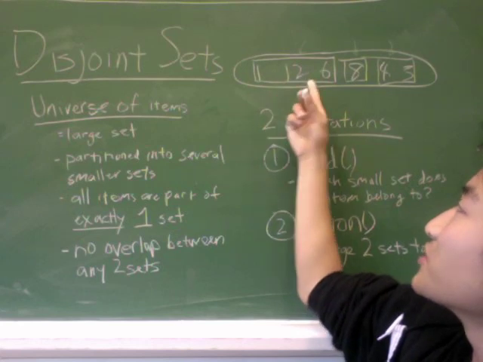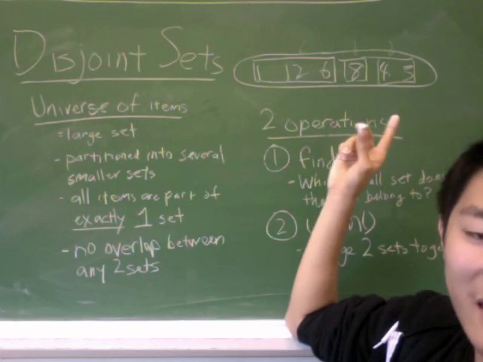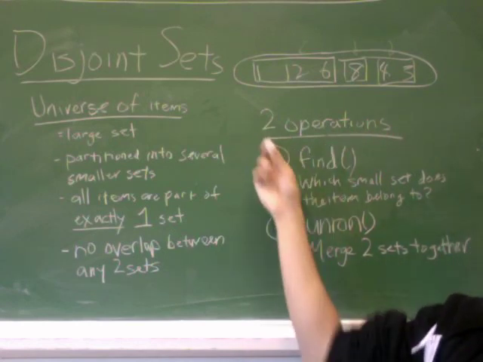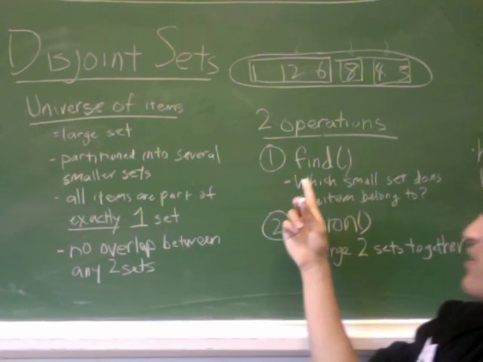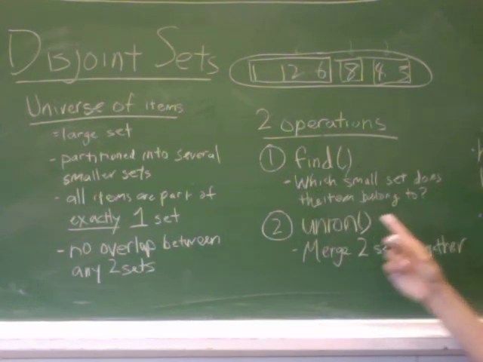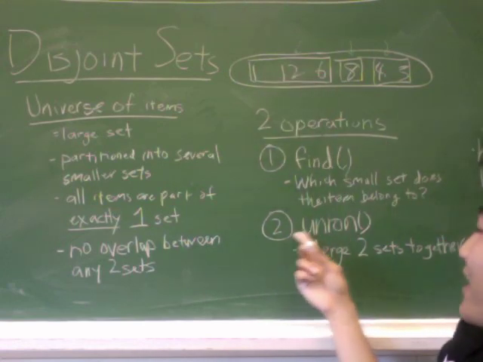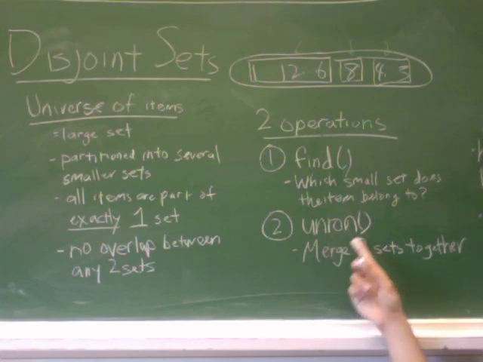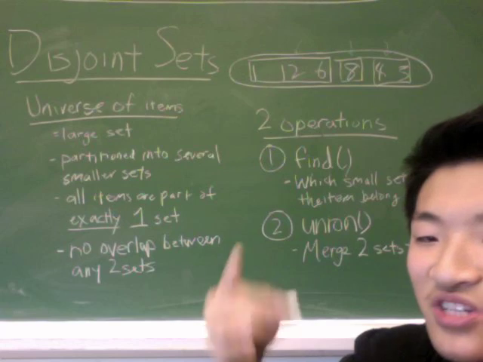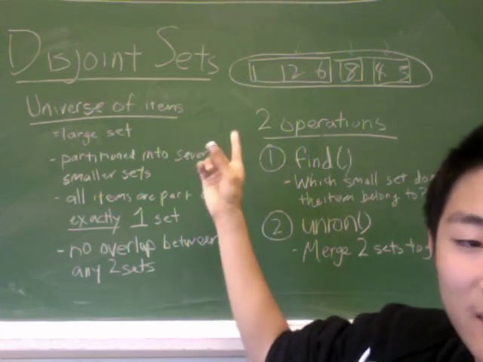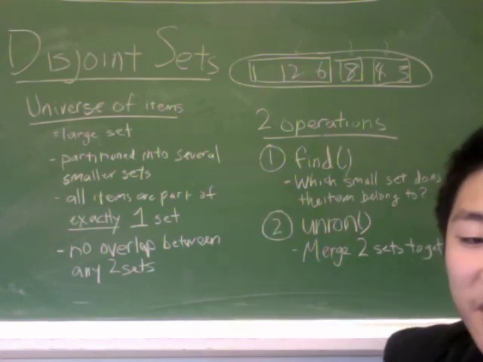The first subset has 1, 12, and 6. The second subset has just 8. And the third subset has 4 and 3. Two operations that you might be interested in for this data structure are find, which asks which small set the item belongs to, so which subset does the item belong to? And the second operation is union, where I want to merge two sets together, and I want you to remember the new arrangement and adjust the pointers accordingly.